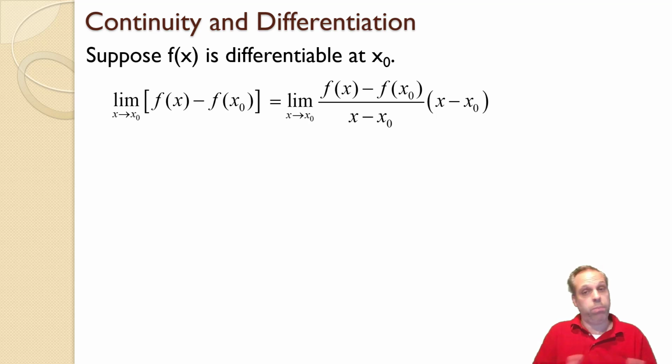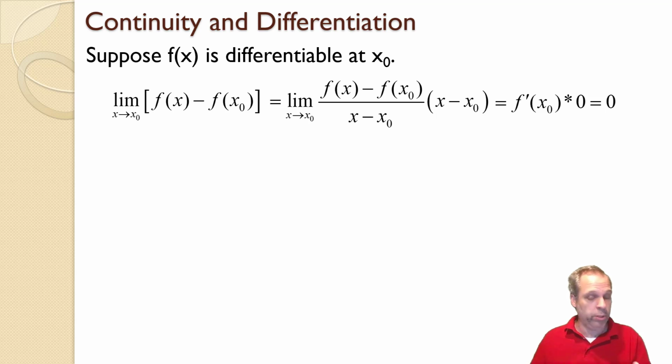Then I'd have the limit of a product. But the limit of a product is a product of limits. The limit of the first factor you should recognize as the derivative of the function at x0, while the limit of the second factor in that product, that's just the limit of a polynomial. You just plug in x0. But that limit would then be 0. So this limit should equal f prime of x0, which is a number, times 0, and that's 0.